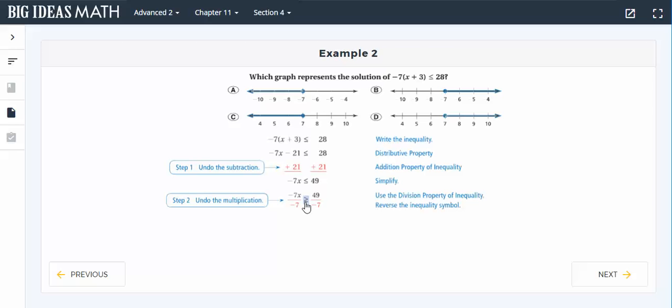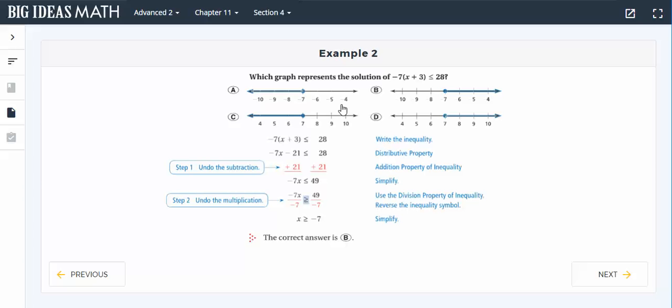Once you get to that point, you should see you only need to divide by a negative 7 on both sides. Remember, when you divide by a negative, you flip the sign, and then you will be left with x is greater than or equal to negative 7. So that is our solution, and when we look at the graph, we need to have negative 7 be highlighted, so we've narrowed it down to your A.